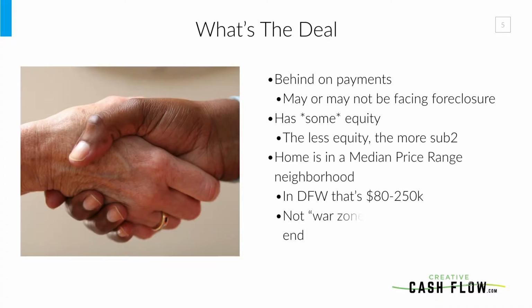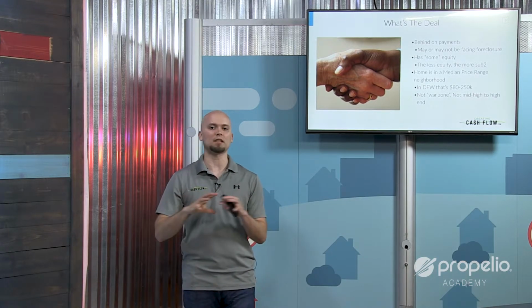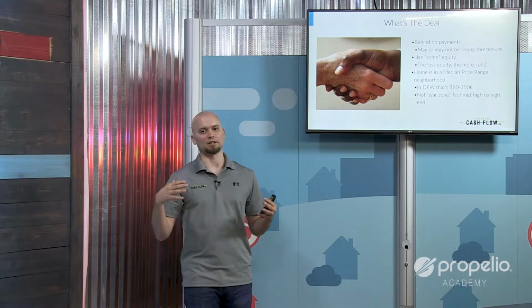The home is going to be in a median price range neighborhood. Now in the DFW area right now, that's an $80,000 to $250,000 house. You don't want to be in the war zones, but you also don't want to be in that kind of mid-high to high range house, right? We're looking for the majority. What is the majority of the population going to be able to buy? The majority of the population is not able to buy that $500,000 house.